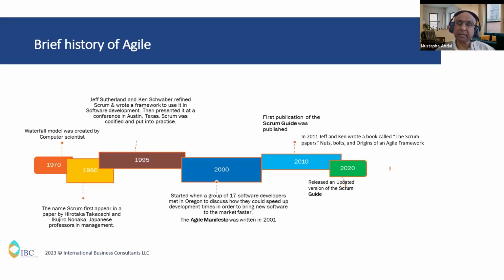It's online. Then in 2010, Ken and Jeff decided they were going to write a guide that will help people understand how to use Scrum. That was called the Scrum Guide. Since then, they have updated it in 2017 and then again in 2020. So if you're looking online, look for the 2020 version. That will be the latest. The Scrum Guide gives guidance on how to run your project in Agile.